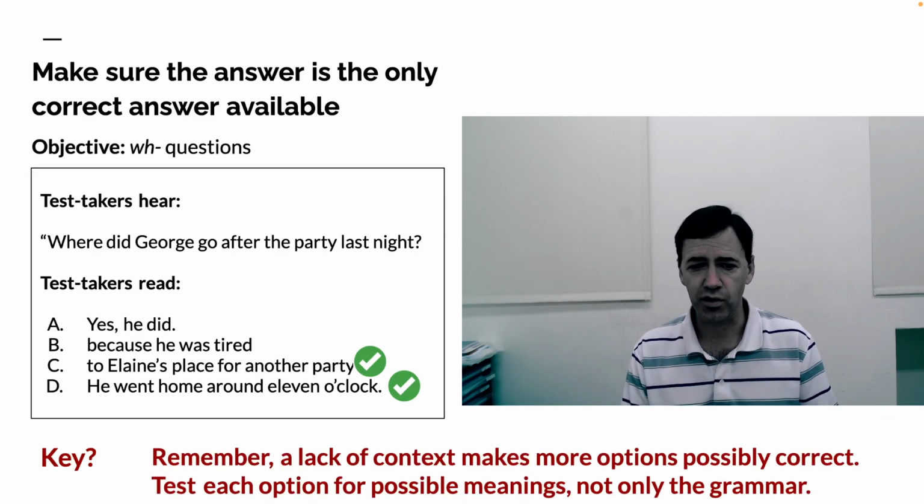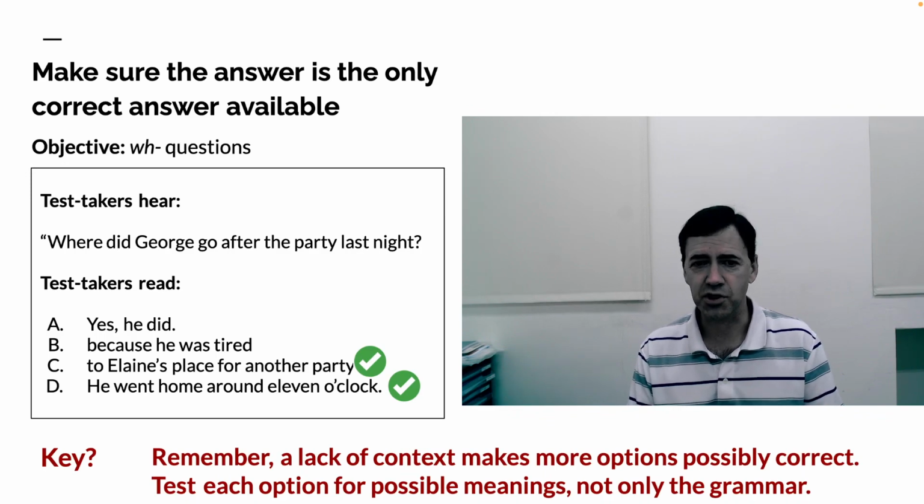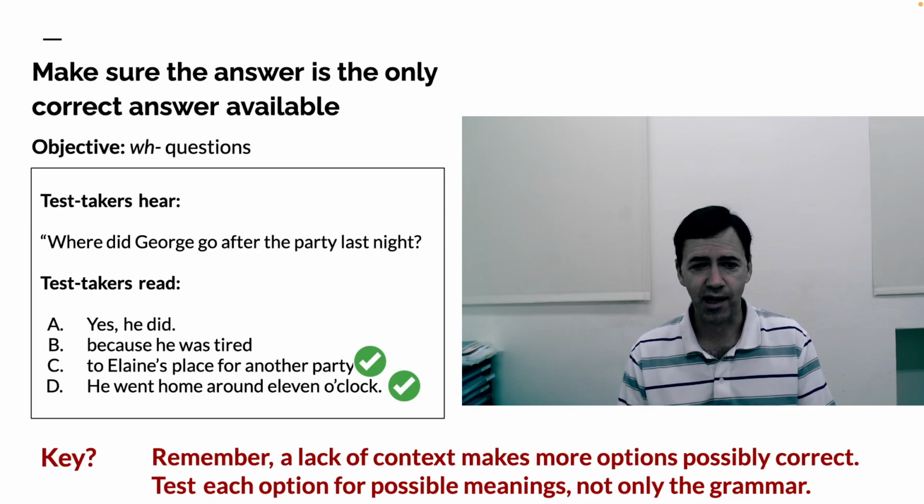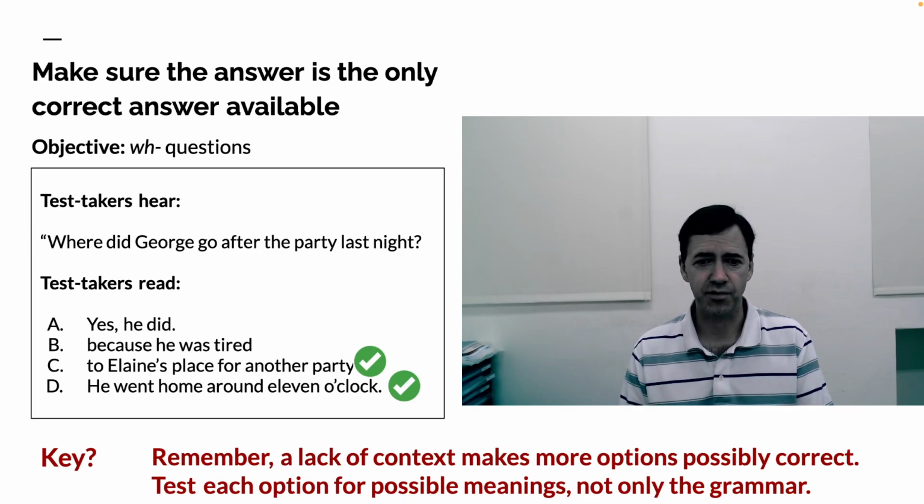So as I wrote here, remember, a lack of context makes more options possibly correct, right? Multiple choice tests don't have a lot of context. So you have to test your options for possible meanings, not only the grammar. So be careful about that.